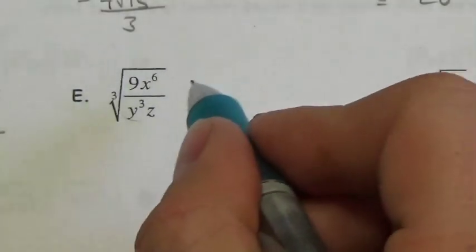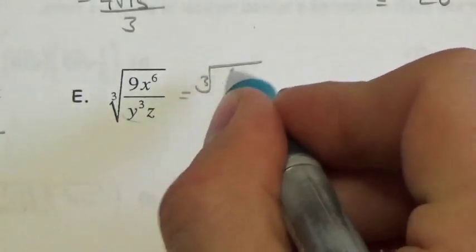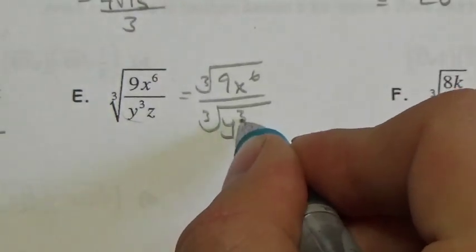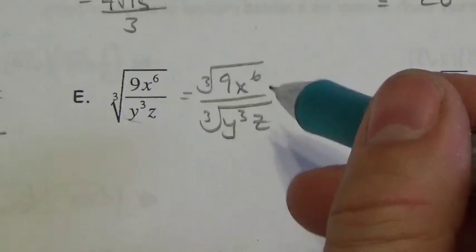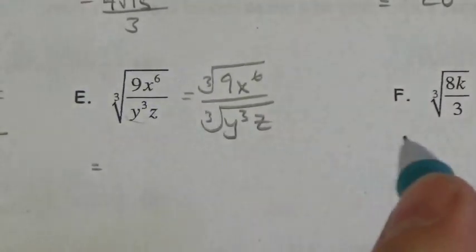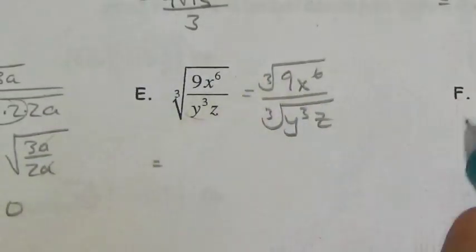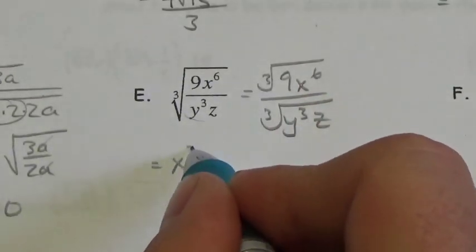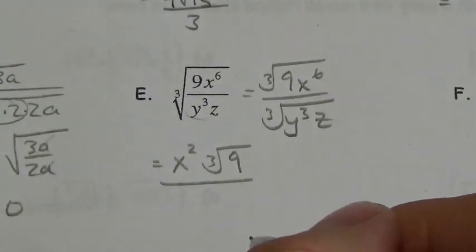Now at this point right here, there is nothing that I can cancel here, so I'm probably going to have to split this thing up into 2 different radicals. Now, once I've done that though, there is some simplifying that I can do here. Now, not with the coefficient. There is no cube root of 9. However, x to the 6th, 6 is divisible by 3. 6 divided by 3 is 2, so that becomes x squared. And then I'm still left with the cube root of 9 in there.